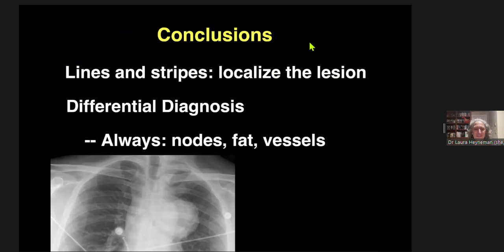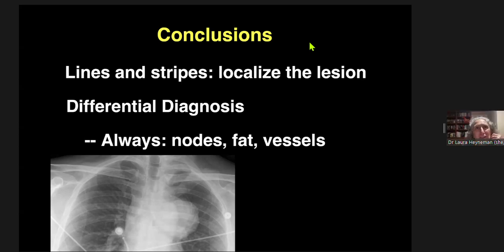Okay, so with that, I'm going to stop and see what questions there are. I think we have just two questions. Okay. One is, can you please explain how to look for a widened paratracheal stripe?